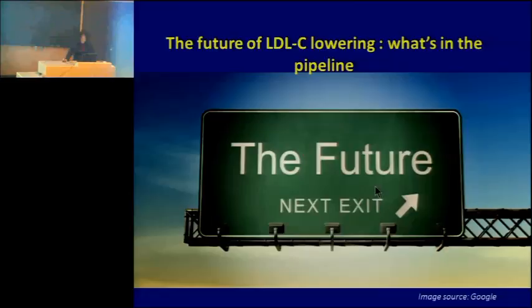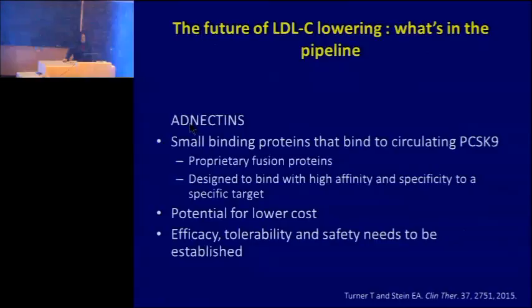So adnectins, I briefly mentioned this in an earlier slide. This is something, again, I think it's funky. These are proprietary fusion proteins. They're small binding proteins that bind to a particular protein target. So in the case of PCSK9, these adnectin proteins will go and bind to the kidney bean that's floating in the blood.